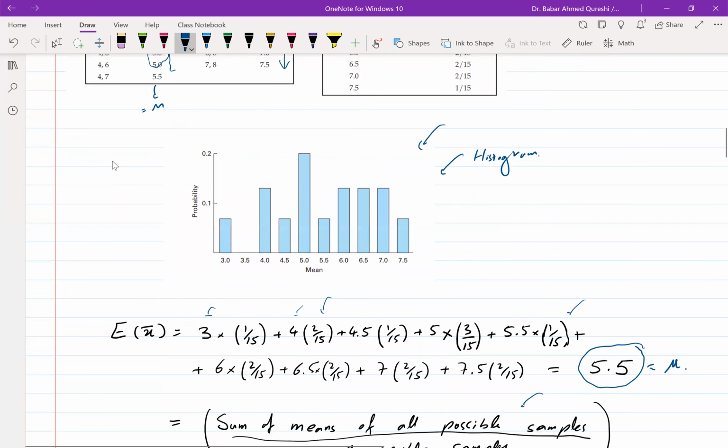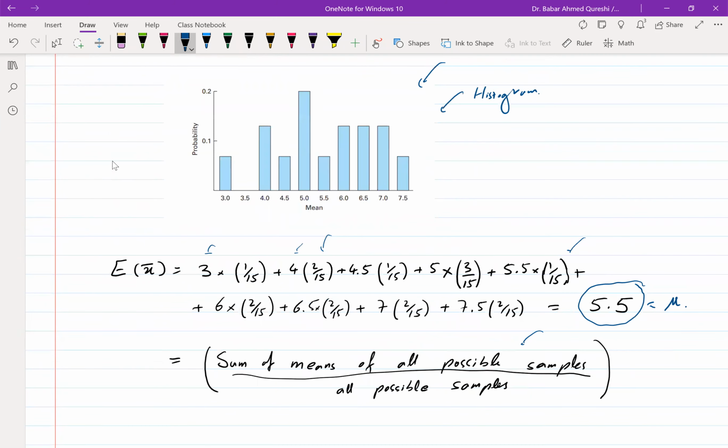However, when I compute the expectation value of the sample mean, or mean of the sample mean, that turns out to be equal to the population mean.